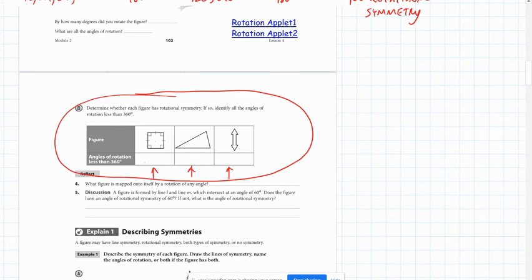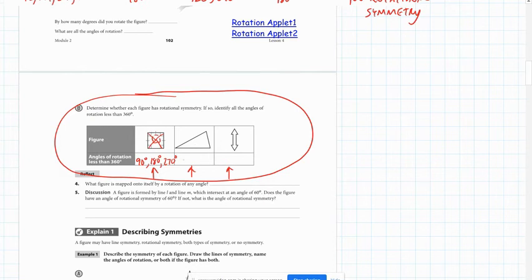So this first figure has 90, 180, and 270-degree rotational symmetry. It helps sometimes to draw the lines from the center, and we see that there are 4 equal parts. So 4 equal turns, 360 divided by 4 is 90.